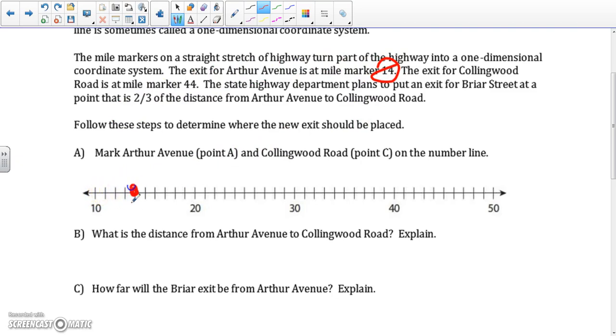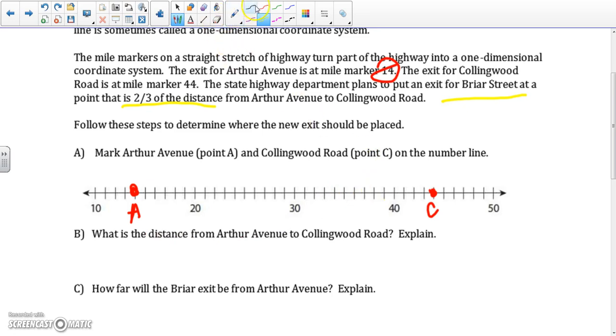What this tells us is that Arthur Avenue is at mile marker 14. So Arthur Avenue we'll call A. Collingwood Road is at mile marker 44. We'll call that C. What we want to do is put an exit for Briar Street 2/3 of the way from Arthur Avenue to Collingwood Road.